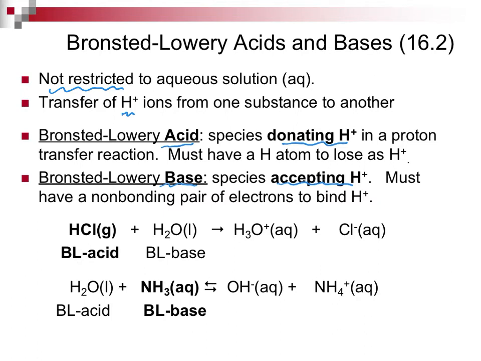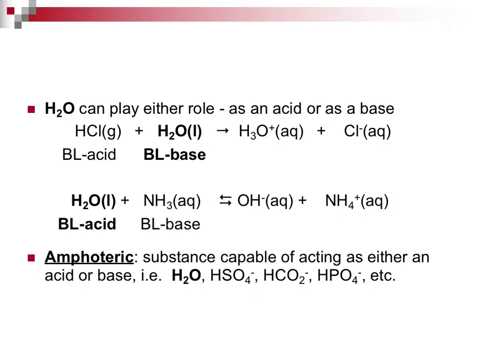If you want it to be an acid, it must have an H atom that it can lose as an H+. If you want to be a base, you have to have a non-bonding pair of electrons that can bind the H+. So HCl is a Bronsted-Lowry acid. In the second equation, NH3 is a Bronsted-Lowry base. We have to have an acid with a base, so by default, water takes on those labels.